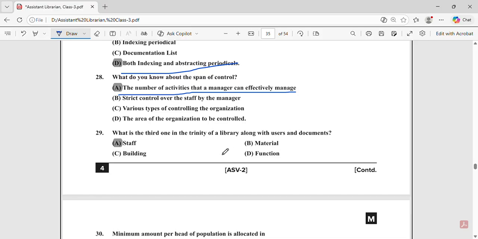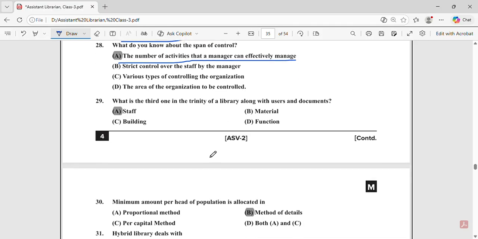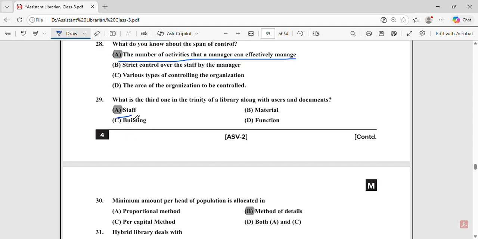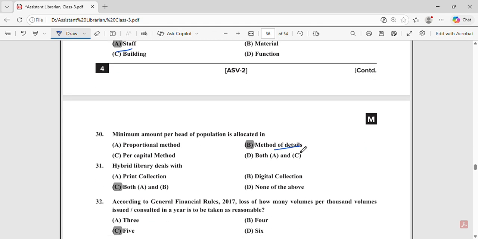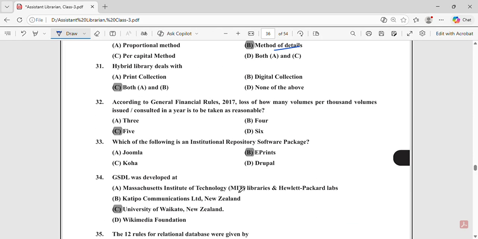What is the third one in the trinity of a library along with users and documents? That is staff. Minimum amount per head of population is allocated in the method of details. Hybrid library deals with both the print collection and the digital collection. According to General Financial Rules 2017, loss of how many volumes per 1000 volumes issued or consulted in a year will be taken as reasonable? That is 5.